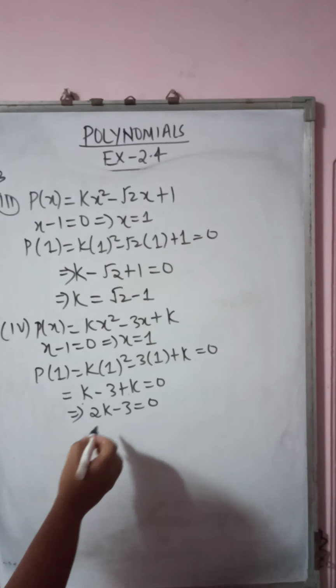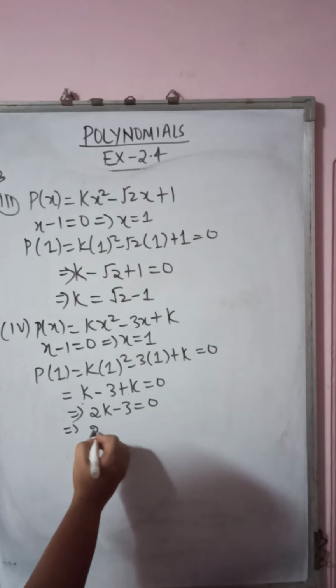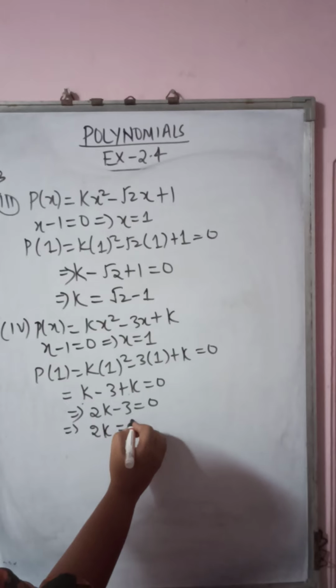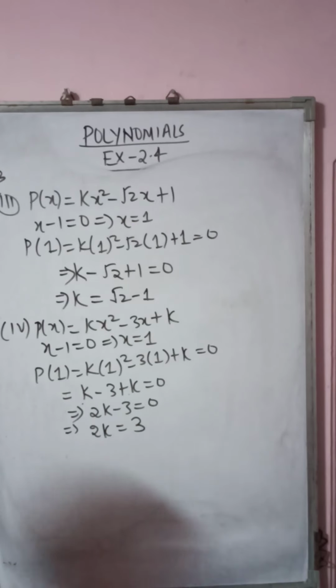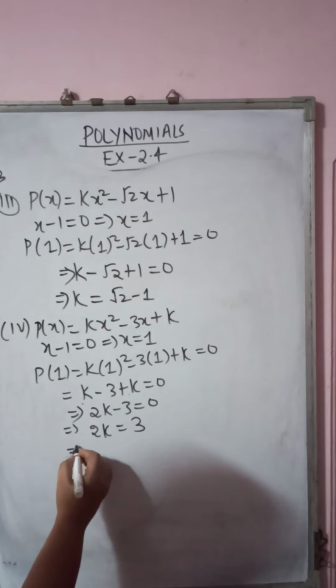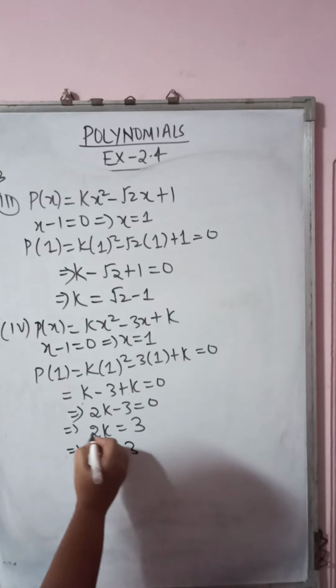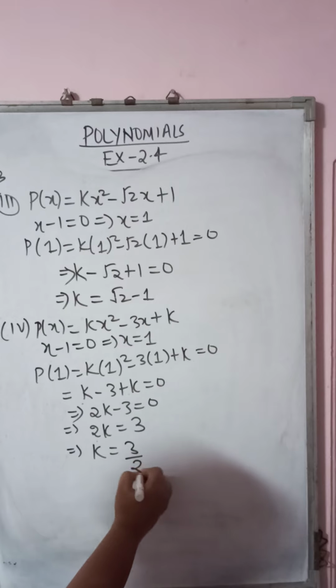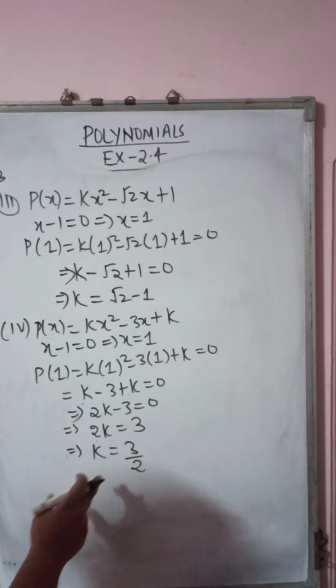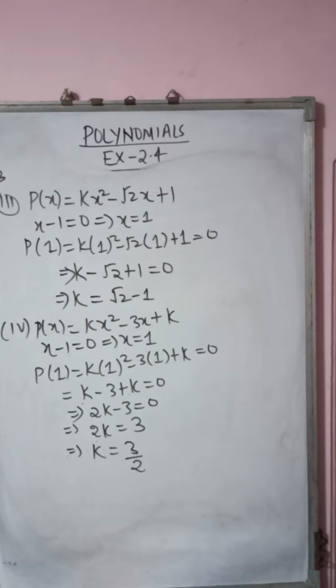Now what you need is only k. So what should happen to minus 3? It should go to the other side. So minus 3 will become plus 3. And what will happen to this 2? I need only k, right? Because you need to find the value of k. So 3 and this 2 is multiplying here. So when it goes to the other side, it will be divided. So k is equal to 3 by 2 is the answer.